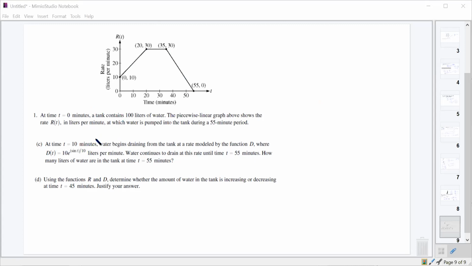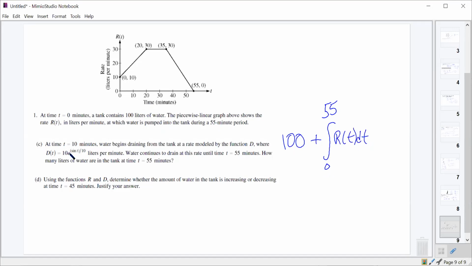At the initial time, the tank has 100 liters of water, and R of t, this graph, is the rate at which water is being pumped into the tank during a 55-minute period. At t equals 10 minutes, water begins draining from the tank at a rate modeled by the function D, which they give us there. We want to know how many liters of water are in the tank at t equals 55 minutes. In order to figure that out, we first need to take a look at our initial condition. It starts with 100. We need to add to it the amount that is pumped into the tank, which should be the integral from 0 to 55 of R of t.